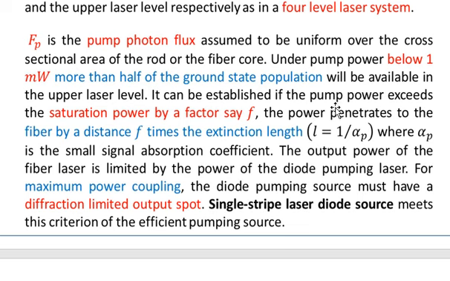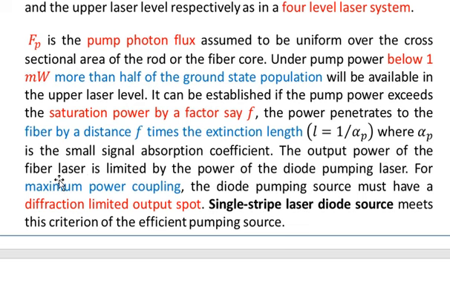It can be established that if the pump power exceeds the saturation power by a factor, say F, the power penetrates into the fiber by a distance F times the extinction length. And the extinction length for a fiber is defined by the parameter L, which is equal to 1 over alpha P, where alpha P is the small signal absorption coefficient.